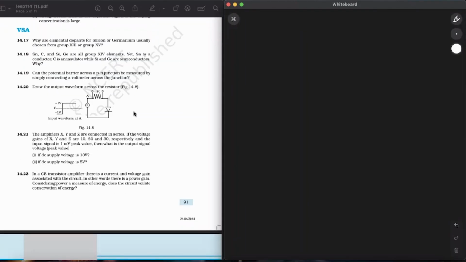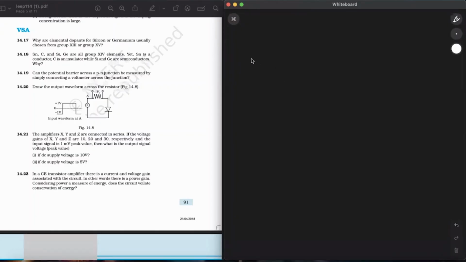So now, tin, carbon, silicon, and germanium are all group 14 elements. Yet tin is a conductor, carbon is an insulator, while silicon and germanium are semiconductors. Why? In order to answer this, we have to talk about the conduction level of any element. This conduction level depends on the energy gap between its conduction band and valence band. In conductors, there is no energy gap between the conduction band and valence band. For an insulator, the energy gap is large, and for a semiconductor, the energy gap is moderate.